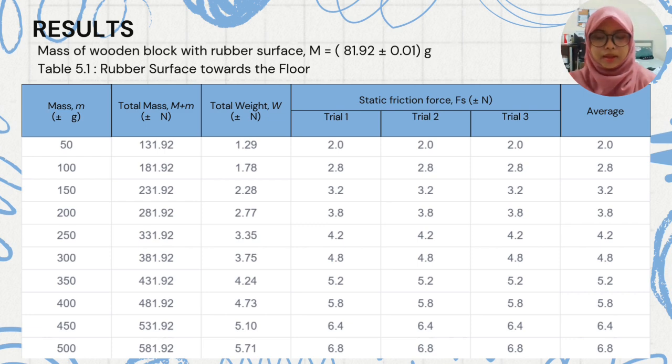Now let's take a look at the results. This is the data and the result that we collected from the experiment. Mass of wooden block with rubber surface, M, is equal to 81.92 plus minus 0.01 gram.